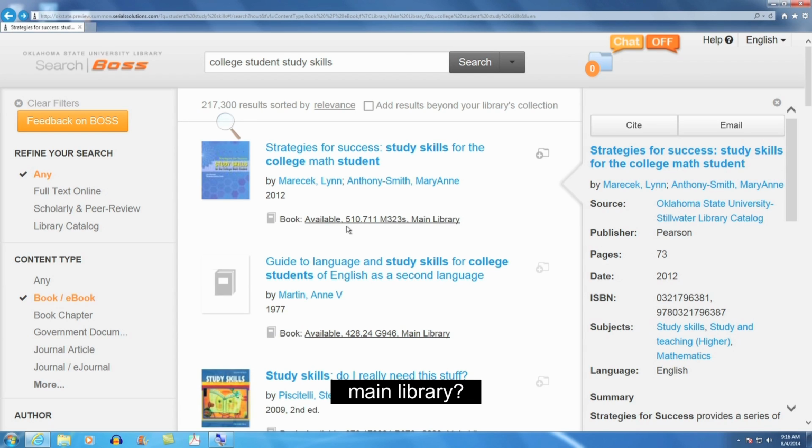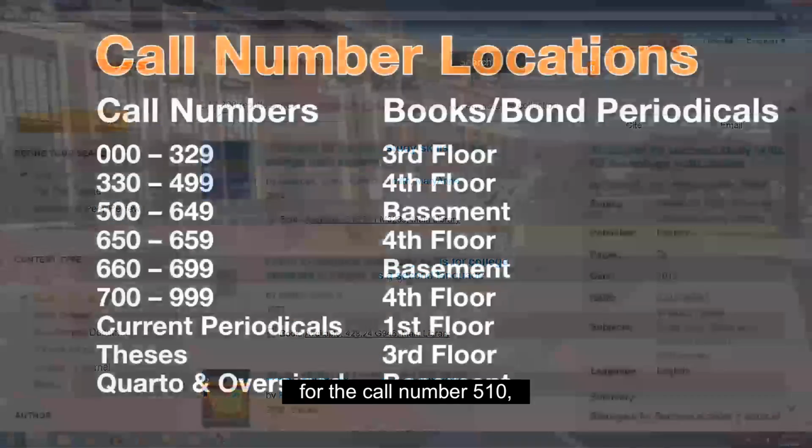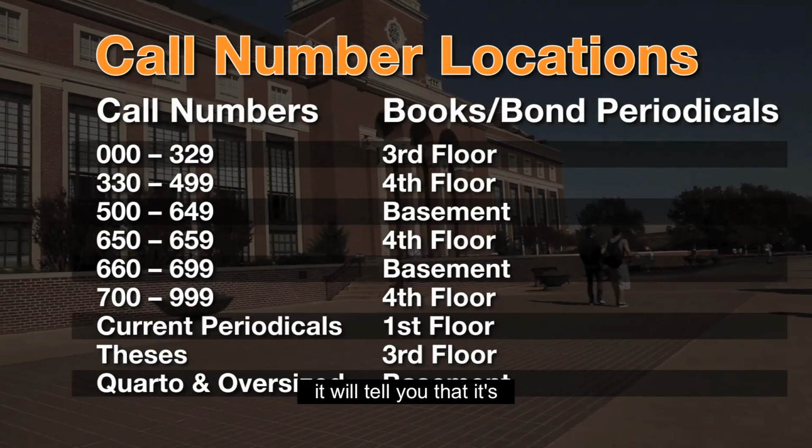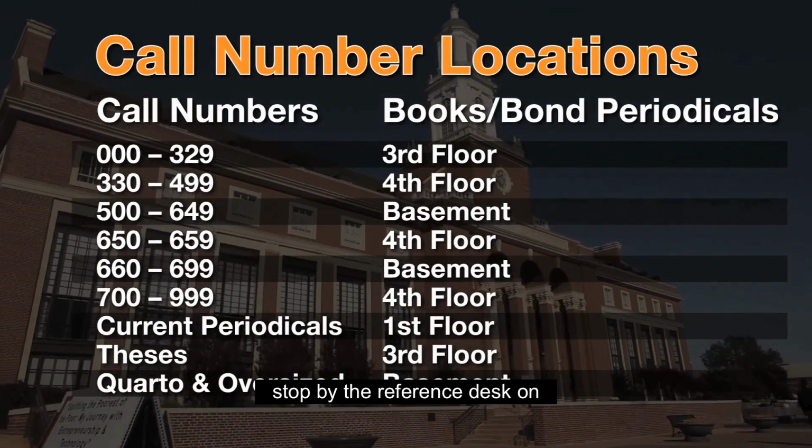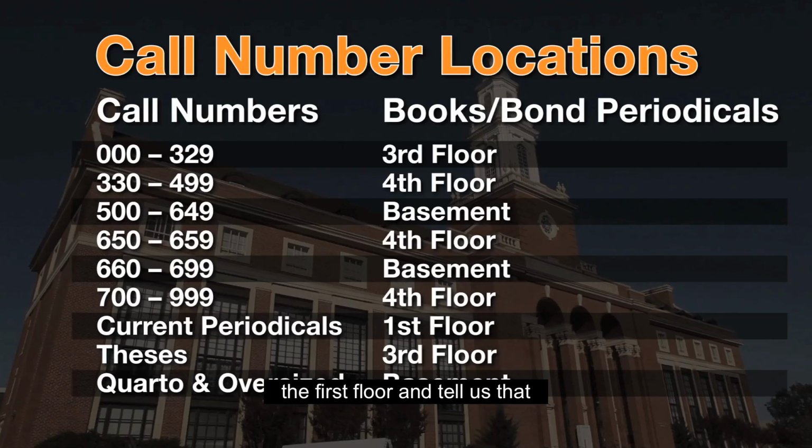Where in the main library? Well, the call number starts with 510. And we have what are called call slips. They're little slips of paper in the main library. We also have them available on our website that will tell you which floor to go to. And if you look at a call slip for the call number 510, that will tell you it's located in the basement. Now, if you go to the basement and you can't find the book, stop by the reference desk on the first floor and tell us you can't find the book.